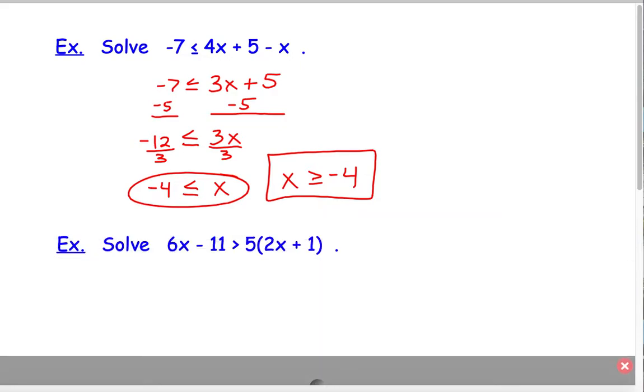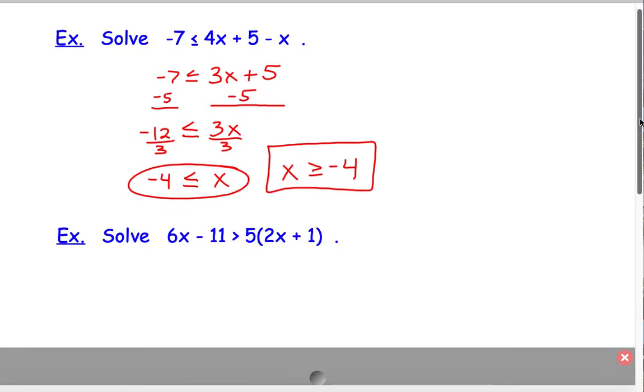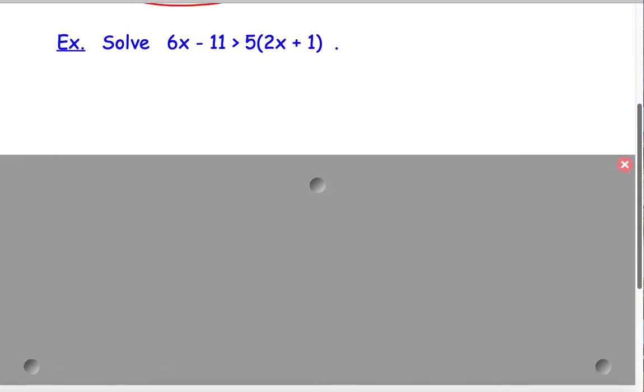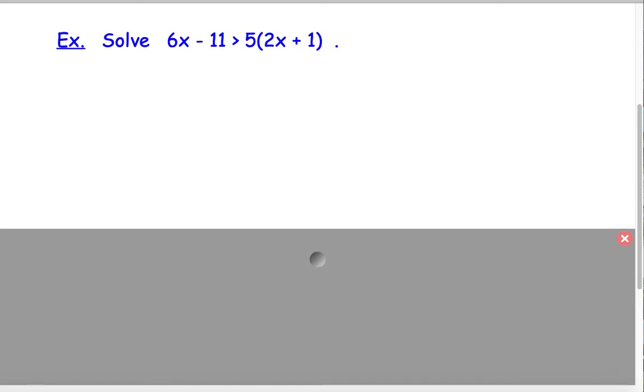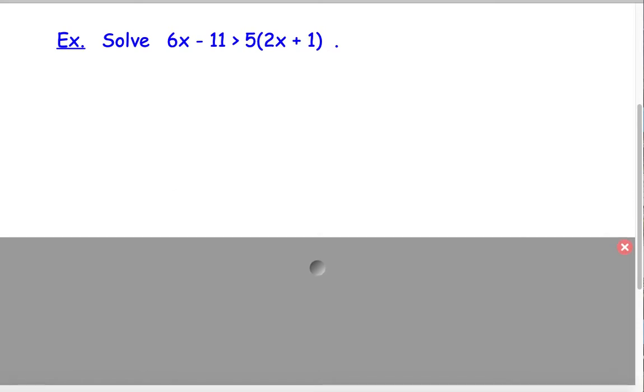All right, let's try another one. And by the way, just like I've mentioned before, as you're working through these examples, it might be a good idea to hit pause and try and do it yourself first, and then go ahead and hit play and make sure that you were doing it correctly. Okay, let's solve this inequality.